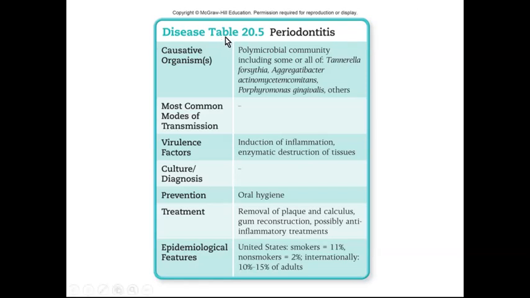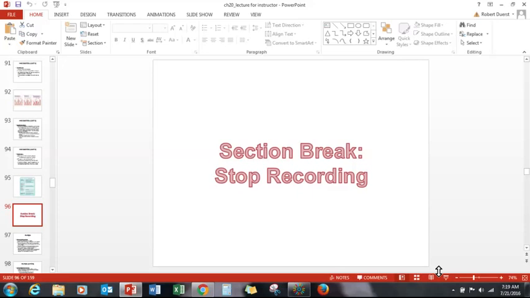So, if we look at periodontitis, the bacterium that cause periodontitis are multiples. There's multiple bacteria that do that. The best way to prevent periodontitis is to clean your mouth out. And if we look in the United States, smokers have an 11% rate of periodontitis. Non-smokers have a 2% rate of periodontitis. So in addition to increasing your chances of lung cancer, smoking also increases your chances of having your teeth fall out.